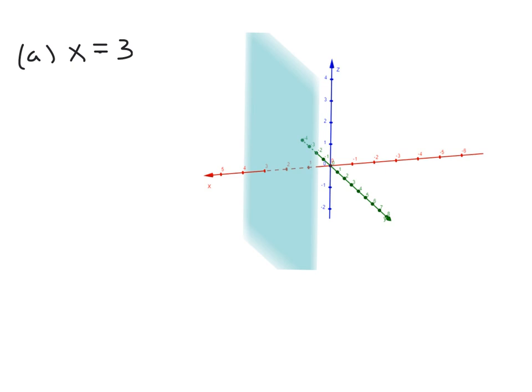If I change the x to a y or a z, it's going to be the plane that intersects the y or z axis at 3, parallel to the coordinate plane that does not contain that axis. So y equals 3 would be parallel to the xz plane, and z equals 3 would be parallel to the xy plane.